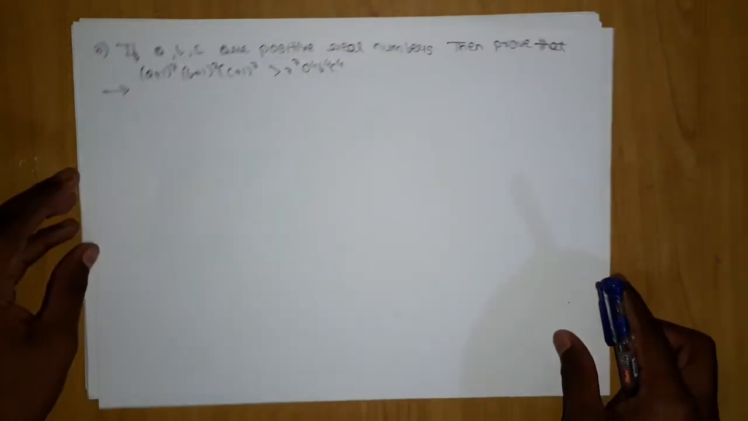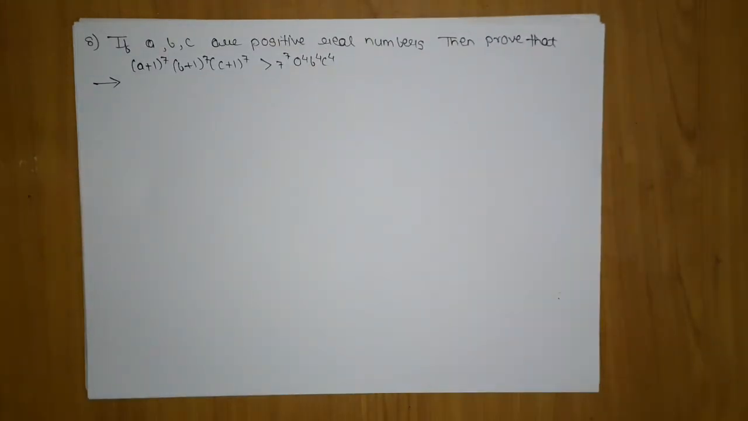If a, b, c are positive real numbers, then prove that (a plus 1) the whole power 7, (b plus 1) the whole power 7, (c plus 1) the whole power 7 is greater than 7 power 7, a raised to 4, b raised to 4, c raised to 4.